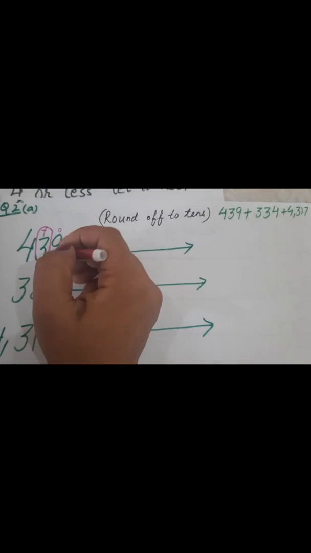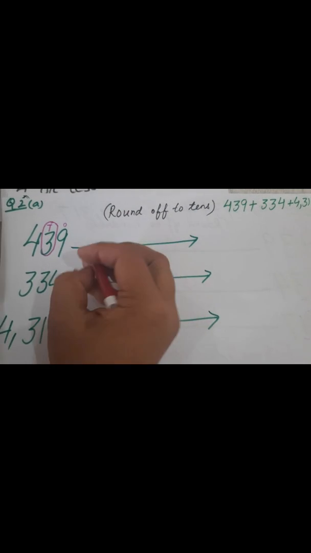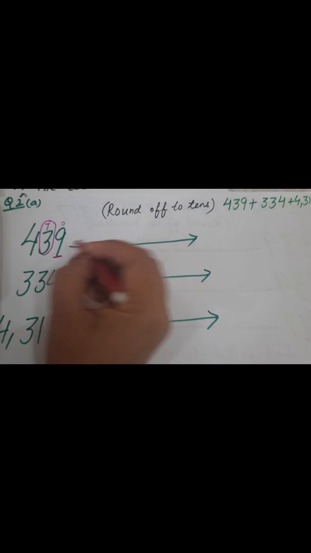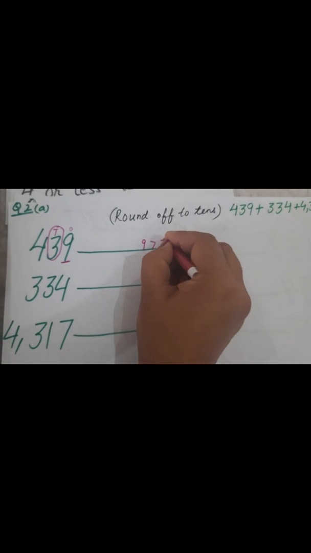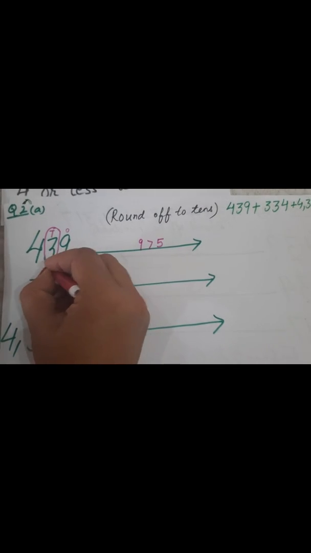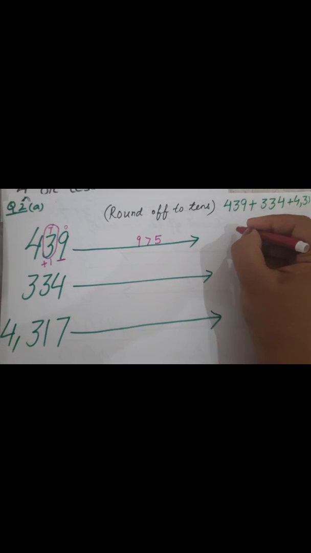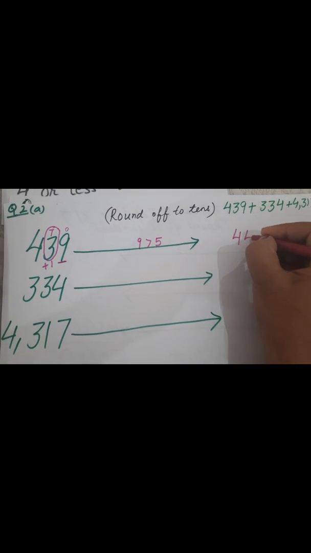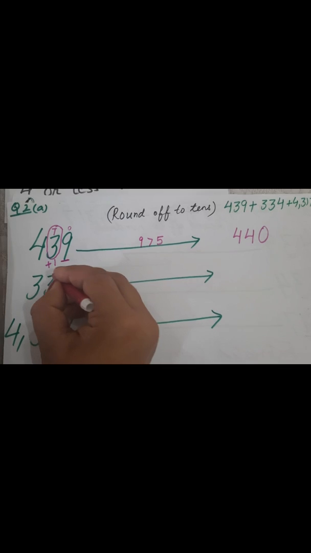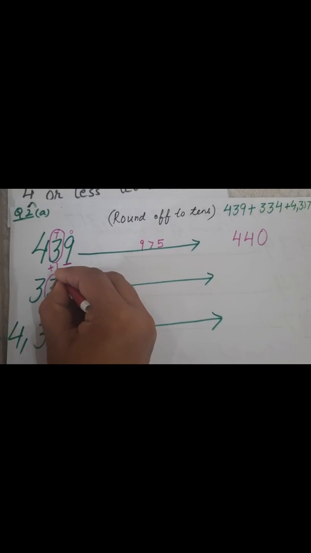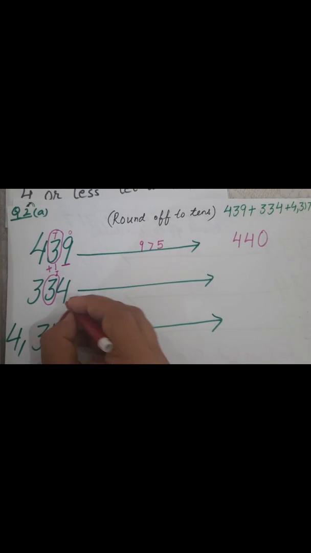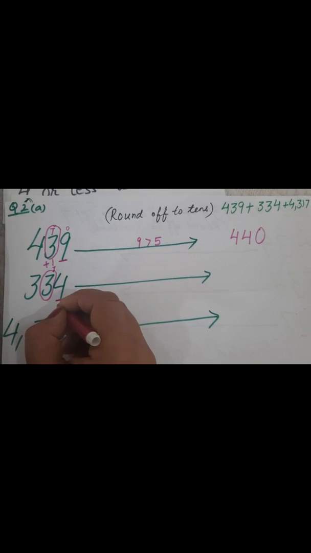Now next we have to round off to tens. So for this, circle the digit at the tens place and underline the digit to the right. As 9 is greater than 5, I will add 1 to this 3. So we will write 440. Now again circle the digit at the tens place, that is 3, and underline the digit at the right.